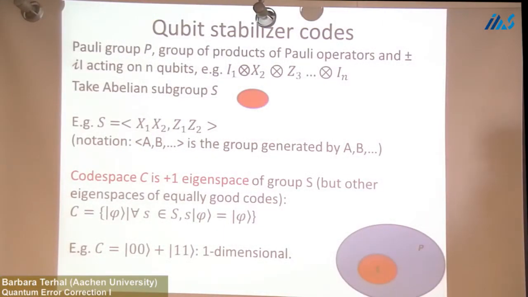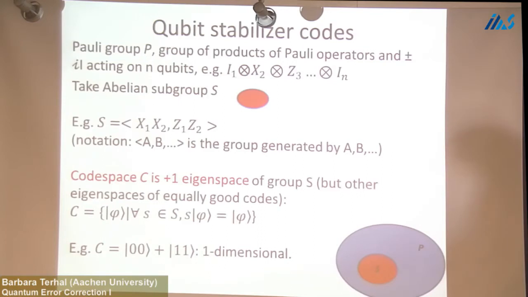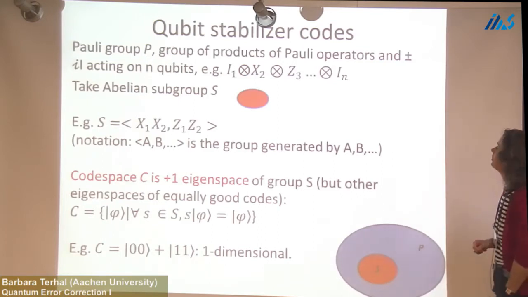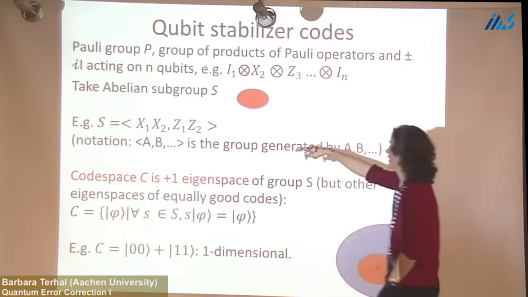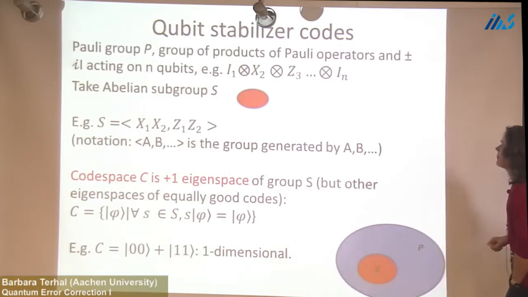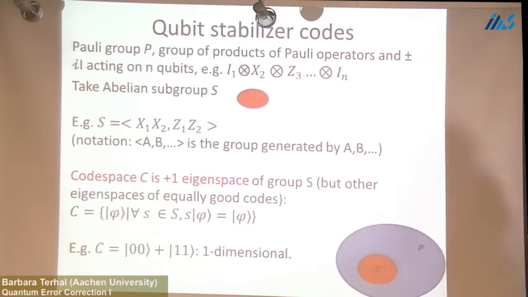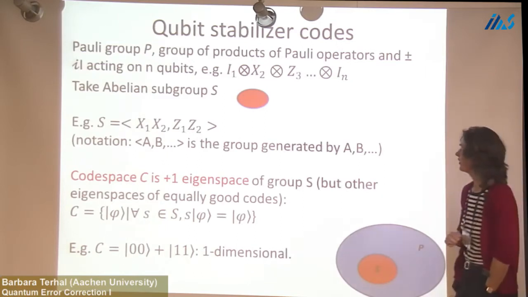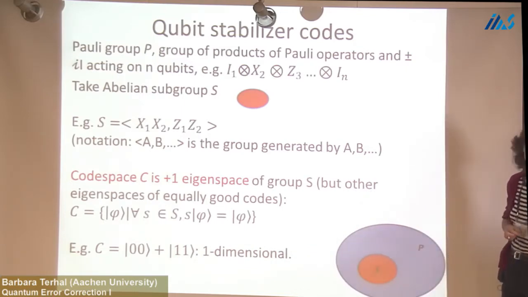Now, we can construct a group, the Pauli group, which is this blue oval. And that Pauli group we're working on with n qubits. It's just a group of products of Pauli operators, including plus or minus 1 or i times the identity in order to make it a group. Okay, so now we can take an abelian subgroup. That's this red thing. And let's call that S. That's the stabilizer.